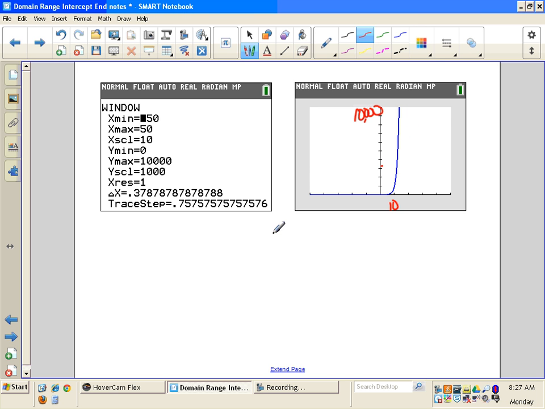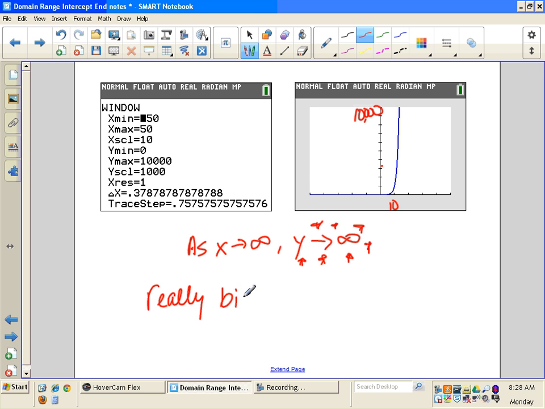So just to emphasize, as x gets bigger towards infinity, y also goes towards infinity, but you almost want to put stars around this because it gets really big really fast. Really big. Big, really fast.